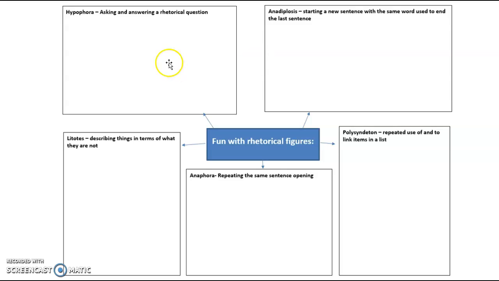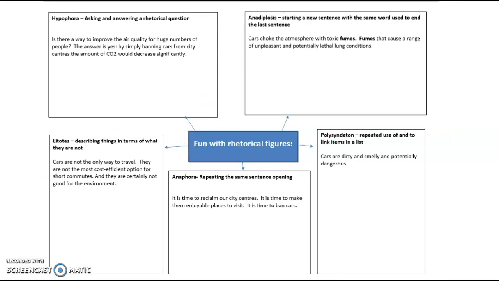Maybe just have a little practice at sentence level writing. Don't try and do the whole task. Just have a go at writing a sentence that uses hyperphora, one that uses anadiplosis, and so on, just to recap and revise these lovely devices. And if you're not sure how to do that, this screen has an example of some sentences I've already written.